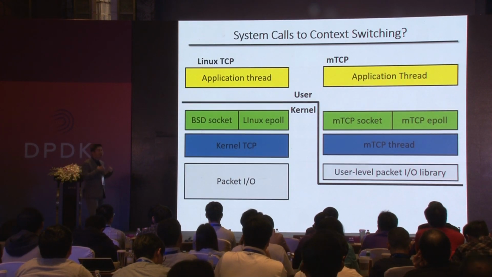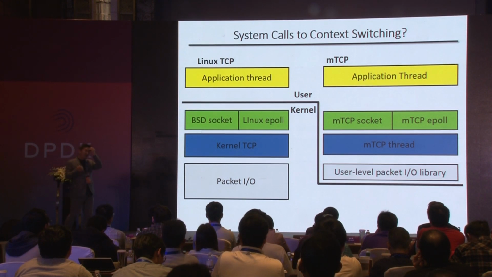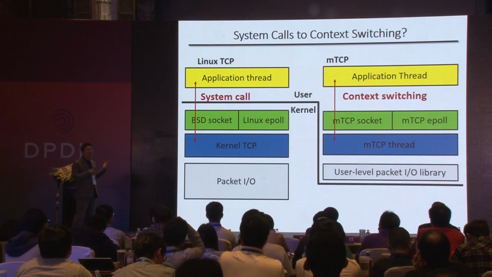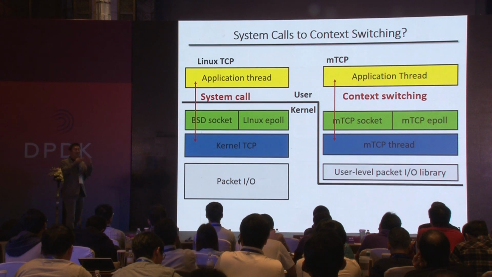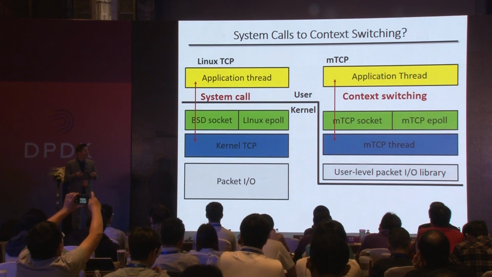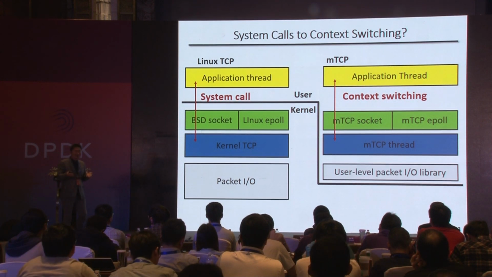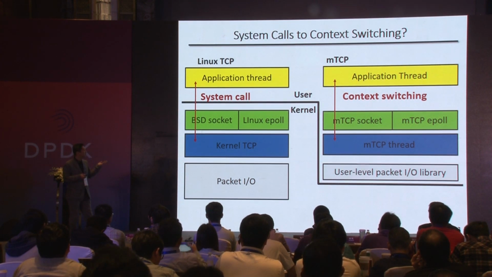Another thing is how do you reduce the overhead of frequent system calls? When you think about it, we are implementing all this at user level, so theoretically there is no system call, and we don't need to worry about it at all. But the problem is that we are converting system calls like read, write, and accept into context switches. You have an application thread, and in order to do the TCP stack processing, you need to switch to the TCP thread. Context switching is much more expensive than a system call, about 10 times more expensive. So how do we solve this problem?